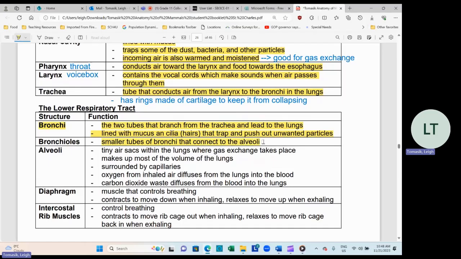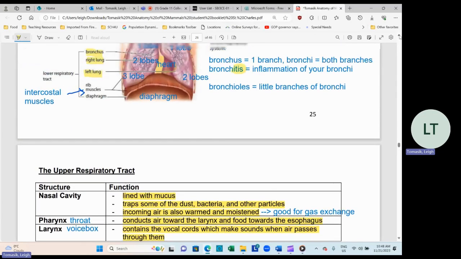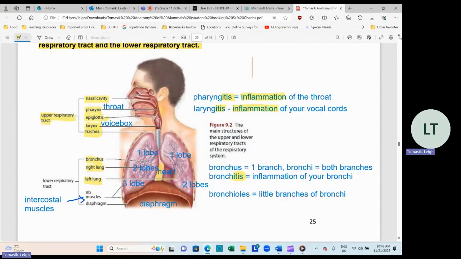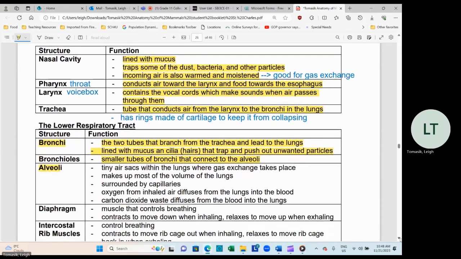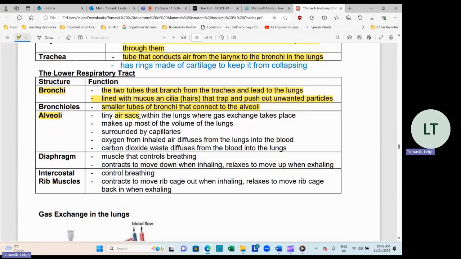Bronchioles are smaller tubes of bronchi that connect with alveoli. Alveoli, so this is the first we've heard of alveoli. So all of the tubes in your lungs, they end in little tiny grape-like sacs. So the air goes to the sacs, and the air sacs are where gas exchange takes place. So this is where your respiratory system connects with the blood in your circulatory system, and oxygen goes one way and carbon dioxide goes in the other way. That's called gas exchange. It makes up most of the volume of the lungs.